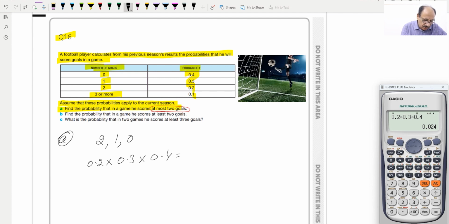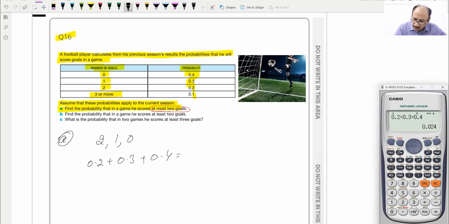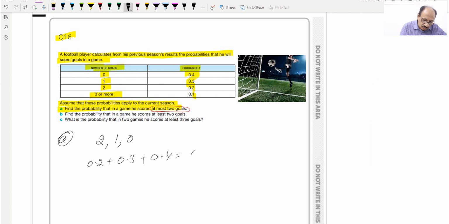0.024. Basically we need to add the probabilities, we are multiplying, we need to add here. So if we rewrite, 0.2 plus 0.3 plus 0.4, and this results in 0.9. So 0.9 will be the probability for scoring at most 2 goals.